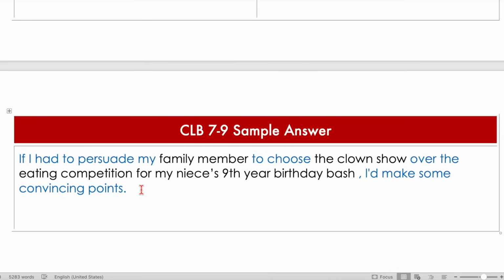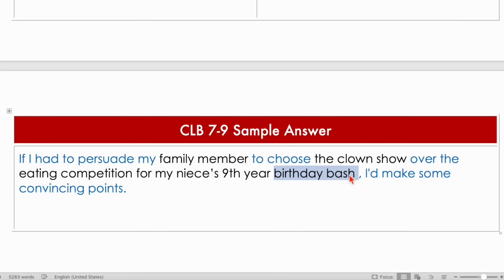If I had to persuade my family member to choose the clown show over the eating competition for my niece's 9th-year birthday bash, I'd make some convincing points. So again, we're introducing the question indirectly, not like we're speaking to someone directly. I find that speaking indirectly is stronger than speaking directly, but you can answer directly. Only a few things would change. Just in our case, for a higher level, 7 or definitely over 9, it's better to speak indirectly.